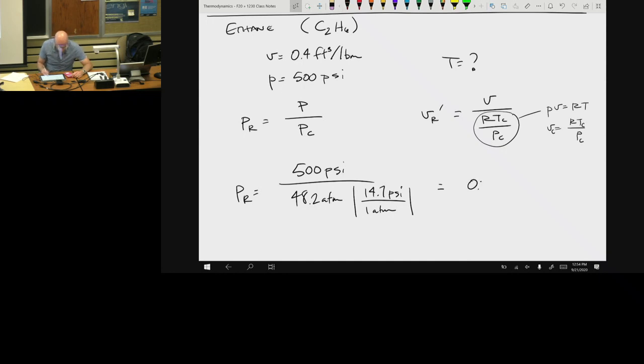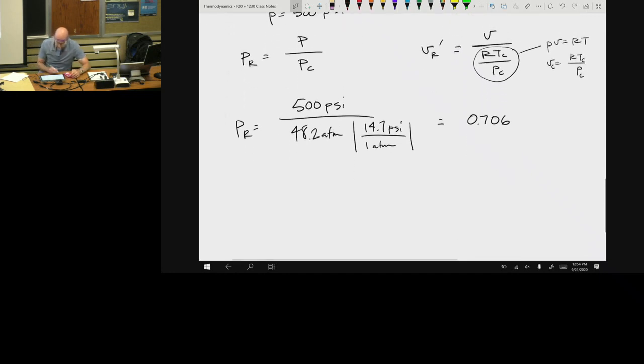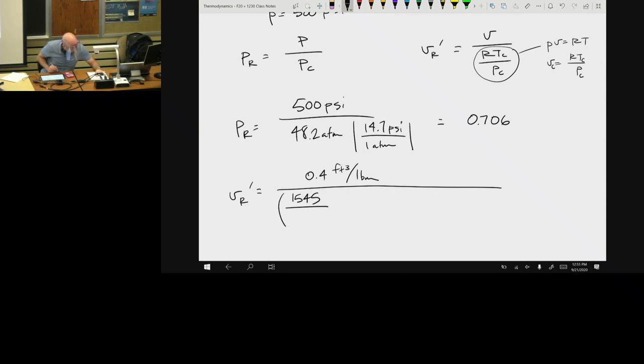And this gives me a value of 0.706. That is going to be what my reduced pressure is. For my pseudo-reduced specific volume, I was given a specific volume of 0.4 foot cubed per pound, and that's a pound mass, and I divide it by the R value for ethane, and so that's going to be 1545. I'm not going to open up the tables for those of you at home, but the molecular weight is 30.07, and this is going to be foot times pound force all over pound mass degree Rankine.